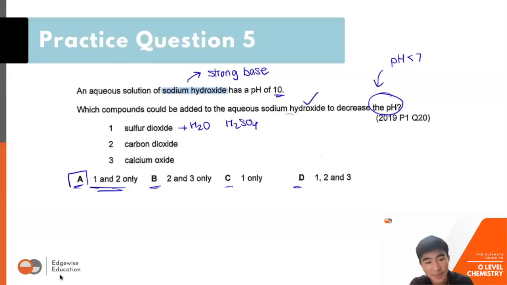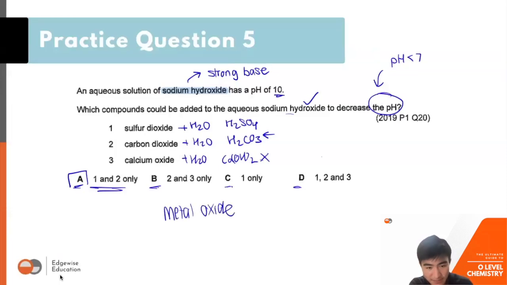Carbon dioxide, when I add water, it becomes carbonic acid, H2CO3. This is what powers your Coca-Cola, that's why your Coca-Cola is fizzy. Calcium oxide plus H2O cannot, because it gives you calcium hydroxide. It's a base. This one cannot. So hence the answer is A. Oxide is not always base. Only metal oxide is base.